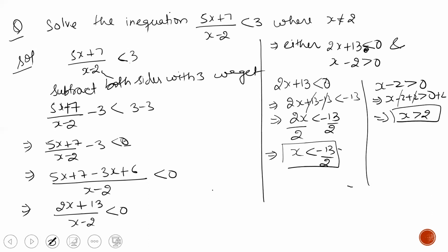On the other hand, we have one more case, where 2x + 13 is greater than 0 and x - 2 is less than 0. Now in that case, 2x will be greater than -13. This portion you will have to solve yourself, I'm leaving it to you, and x will be less than 2, which gives you x greater than -13/2 and x less than 2.